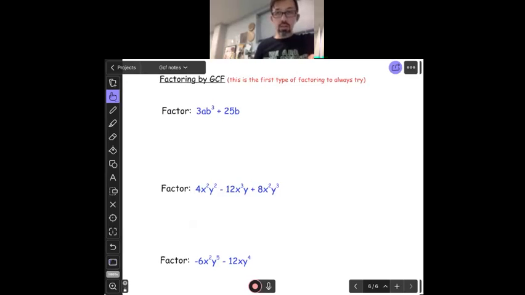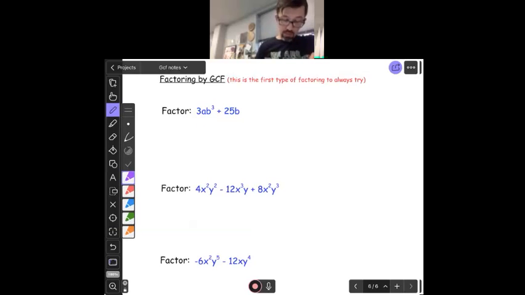I want to keep factoring by GCF, so I want to look at the two terms and see what they have in common. So 3 and 25 do not share any common numbers. The first term has an A, but the second term does not have any A's. The first term has 3 B's, but the second term only has 1 B. So there's your only thing that's in common between these two things. It's going to be that 1 B.